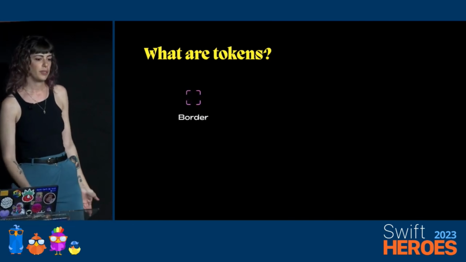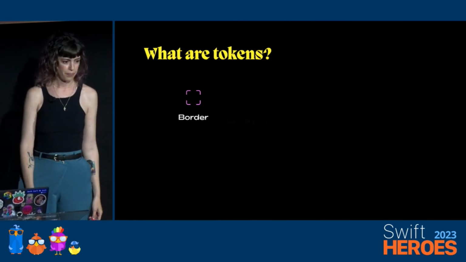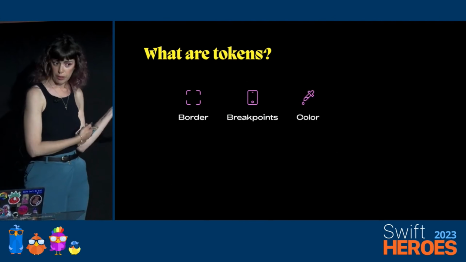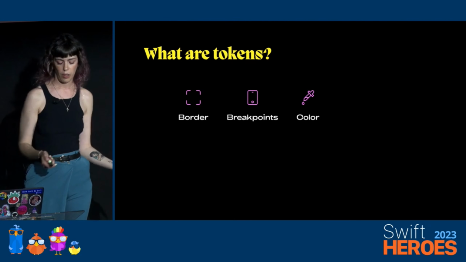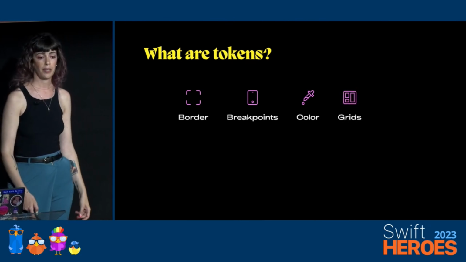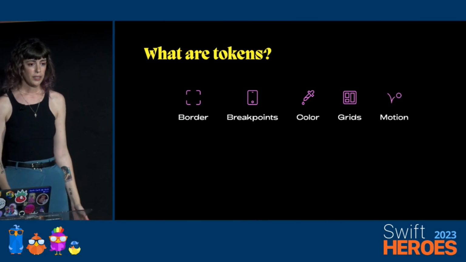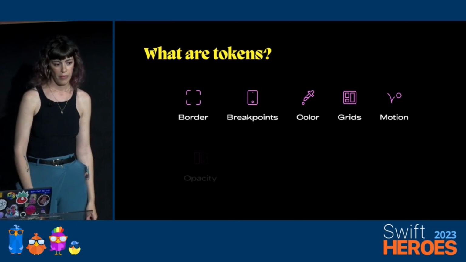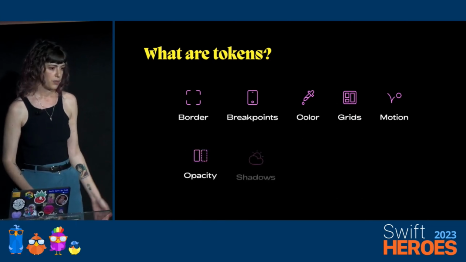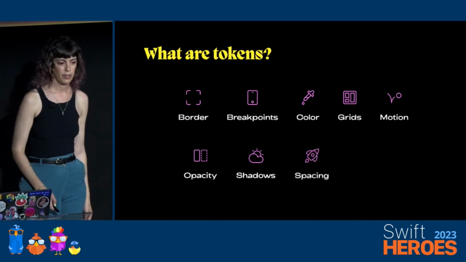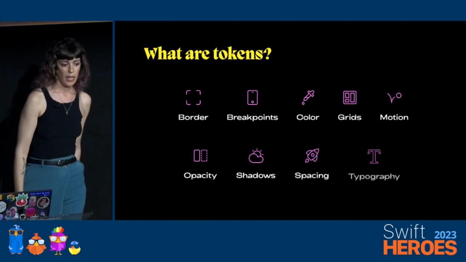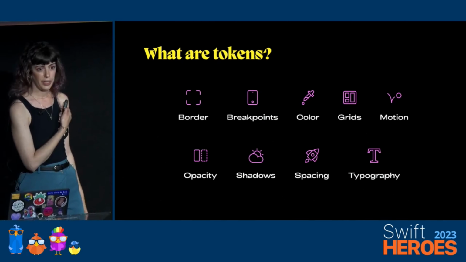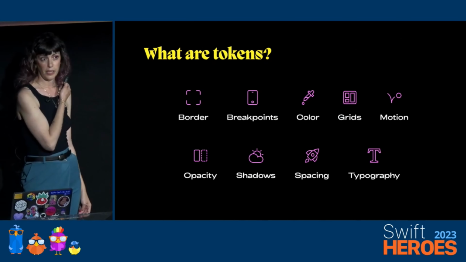Tokens can be a border thickness or a corner radius. They can be breakpoints across devices. They can be color, as I said, and form an entire color palette. They can be grid systems. Tokens are motion values for animations and micro-interactions. They are opacity values. They are shadows and elevation, spacing values, and last but not least, text. So I think we can all agree that there are no smaller parts than these.